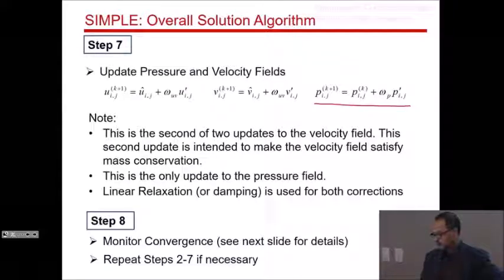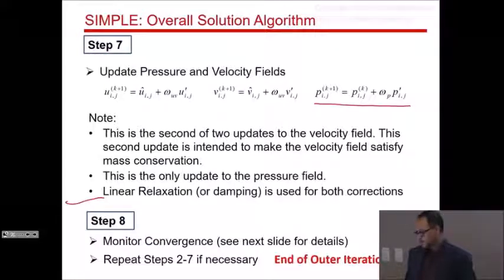Okay. And repeat steps 2 to 7 if necessary. Step 2 was calculation of your link coefficients. So after you've done this part, you check your convergence and then you go back all the way and recalculate your link coefficients again. That's the only time you recalculate link coefficients. Okay. Any questions? So this is the end of your outer iteration loop.